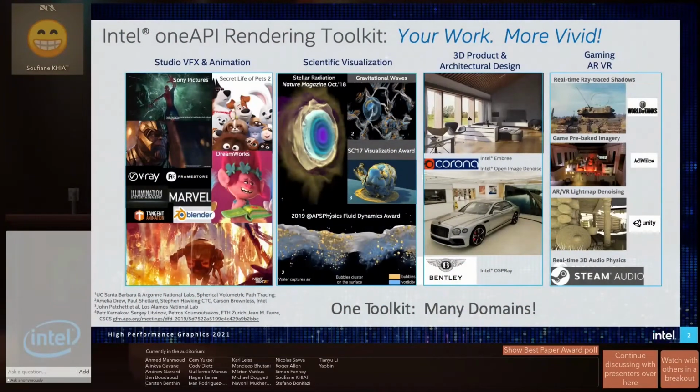If you haven't heard, we've bundled our libraries and components into a package called the Intel One API Rendering Toolkit. The 6 and counting libraries and tools are intended to be usable across a number of domains, from film to high-performance computing to product and gaming design. Here's a montage of some of the successful uses that we've done in the past years.